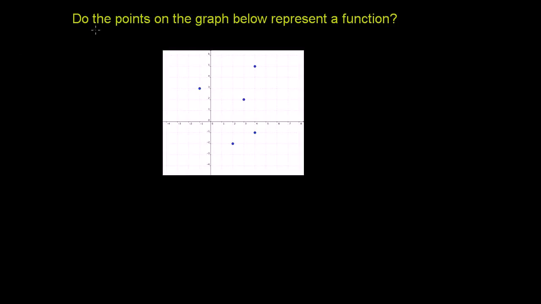We're asked, do the points on the graph below represent a function? So in order for the points to represent a function, for every input into our function, we can only get one value. So if we look here, they've graphed the point, looks like -1, 3. So that's the point -1, 3.